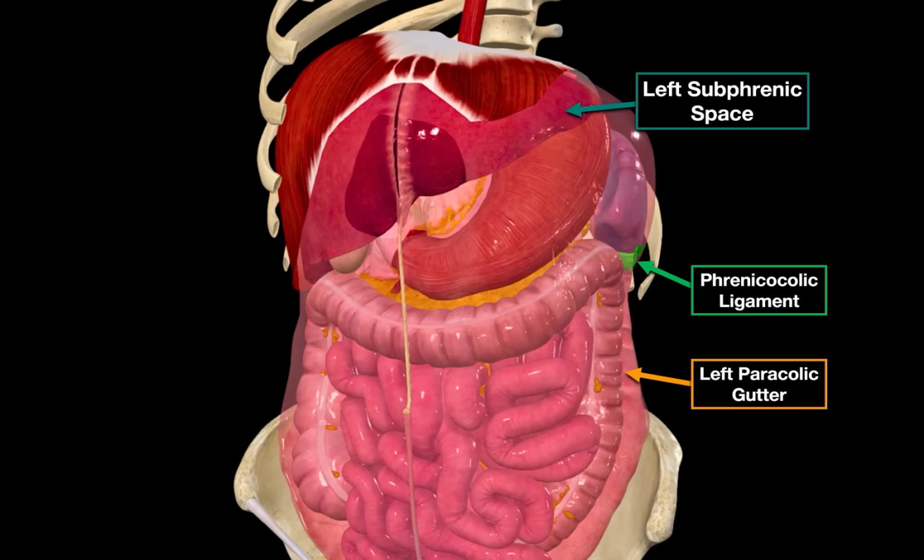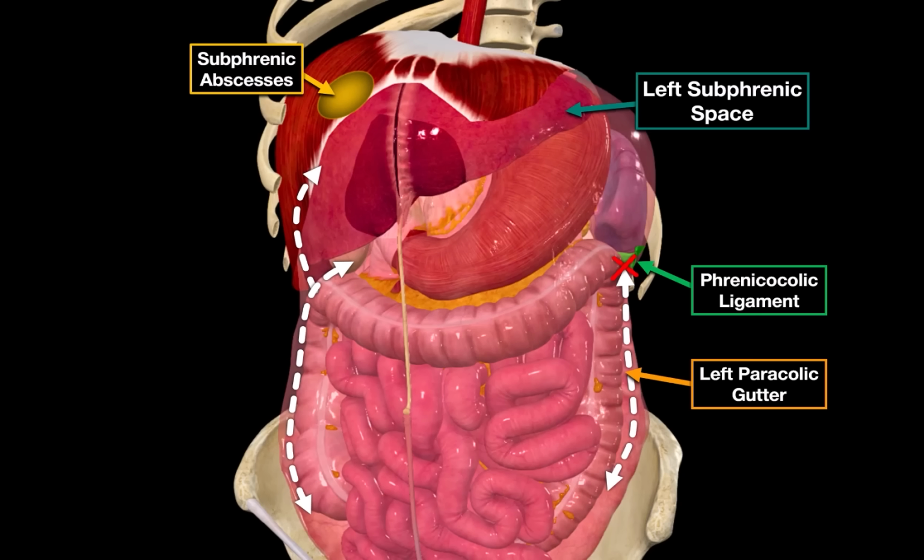So while fluid on the right side can travel freely from the pelvis up the right paracolic gutter all the way to the right subphrenic space, on the left, this pathway is partially obstructed. This is why right-sided subphrenic abscesses are more common than left-sided ones. The anatomy on the left side is literally providing some protection.